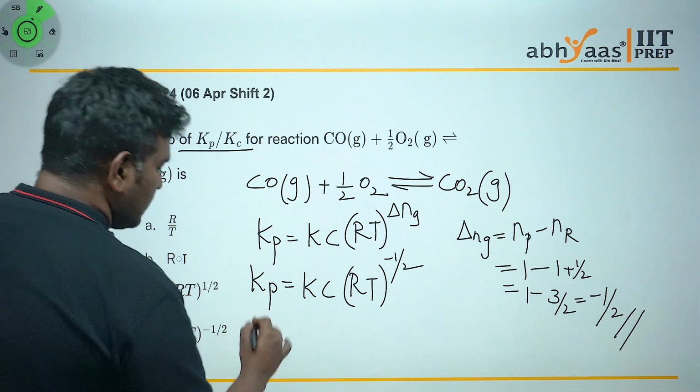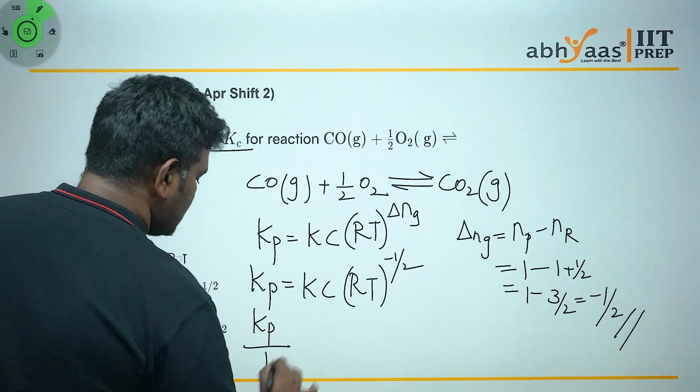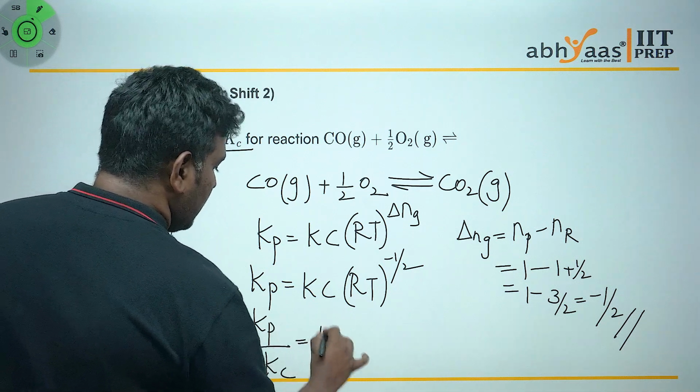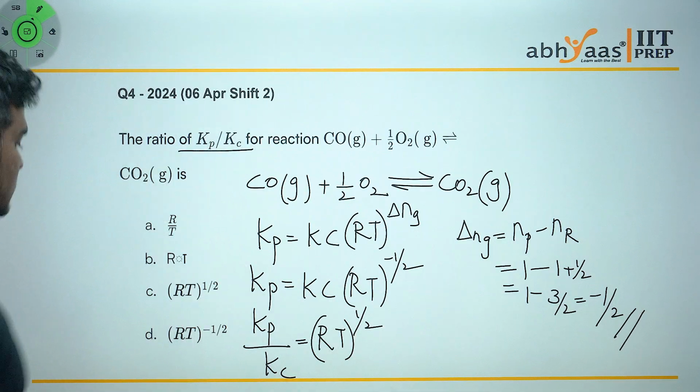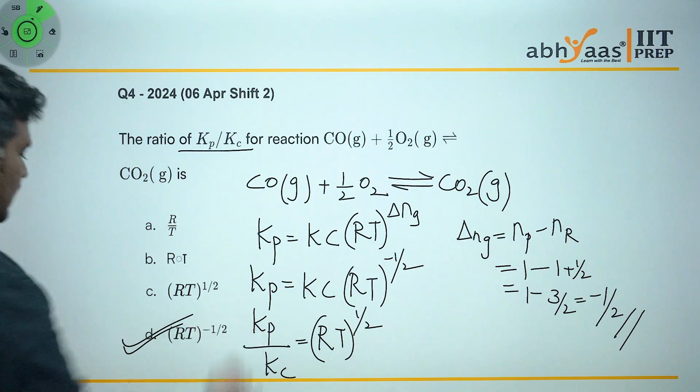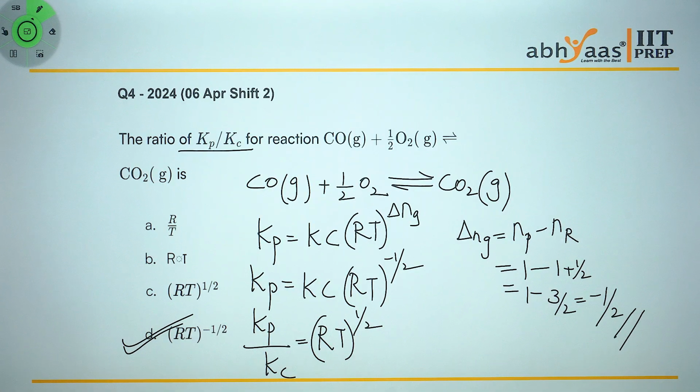So Kp by Kc ratio. Kp by Kc is equal to RT raised to minus 1 by 2. So you just look at the options, and you can see D is the answer. RT raised to minus 1 by 2.